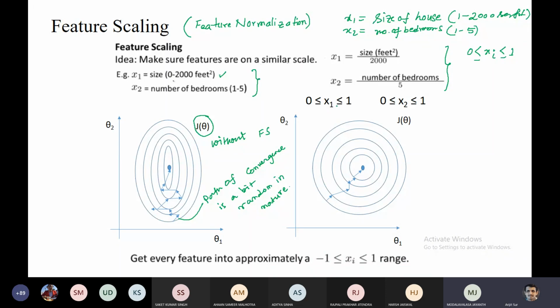But if you do feature scaling, then the contour plot is a bit circular in nature, and the path is more straightforward, relatively straighter. This is roughly an approximation. Approximately the path is a bit straight, and so the complexity is a bit lesser than before. So get every feature into approximately this range.